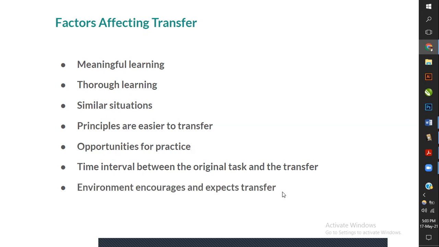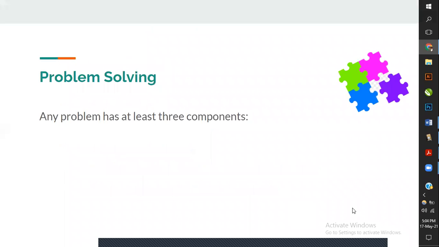And the environment encourages and expects transfer. So this ties into an effective learning community, and as teachers we need to foster a learning community in the classroom. Whenever students try to transfer or engage in negative transfer, we may need to encourage them to try again. That environment gives students better opportunities, makes them more effective students, and they use better transfer.